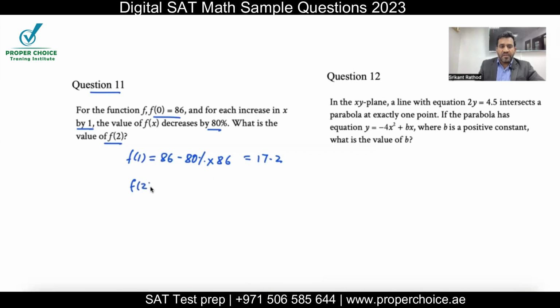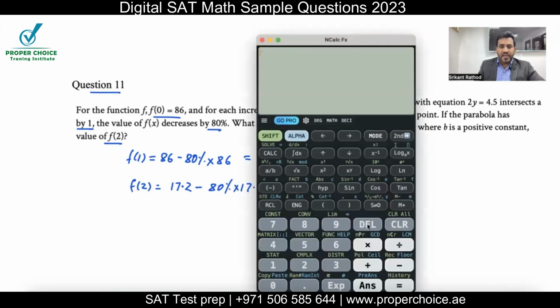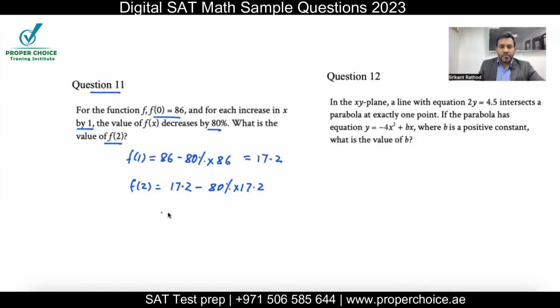Now what will be the value of f of 2? The previous value decreases again. It's going to be 17.2 minus 80% of 17.2. So I just need to use the equation again: 17.2 minus 80% of 17.2. That is the value we are left with, which is 3.44. The right answer to this is 3.44.